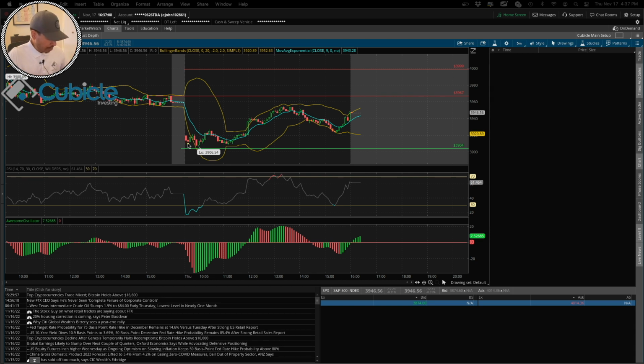So it opened at 39.19 is what I have written down. I can easily hover over this 5-minute candlestick here. But yeah, it opened at 39.19. So right out of the gate, the market gapped down close to roughly 40 points.